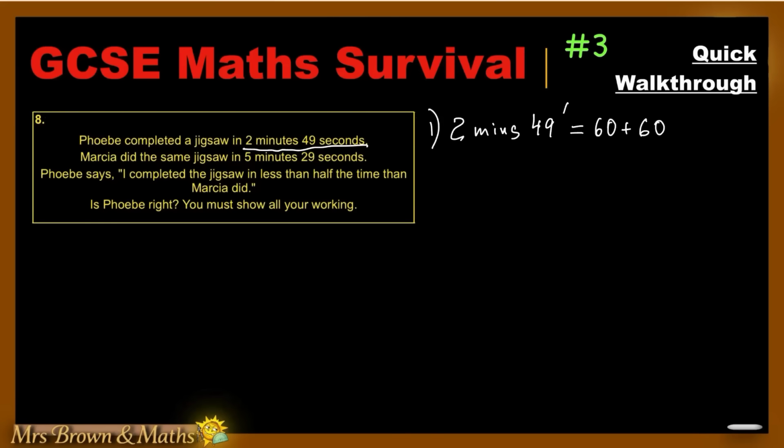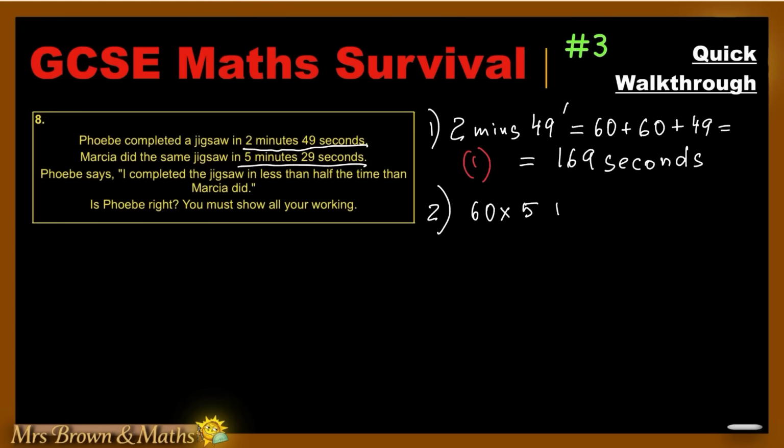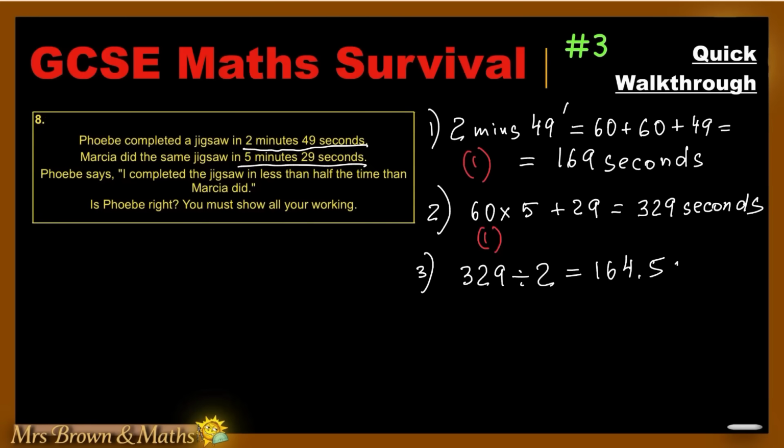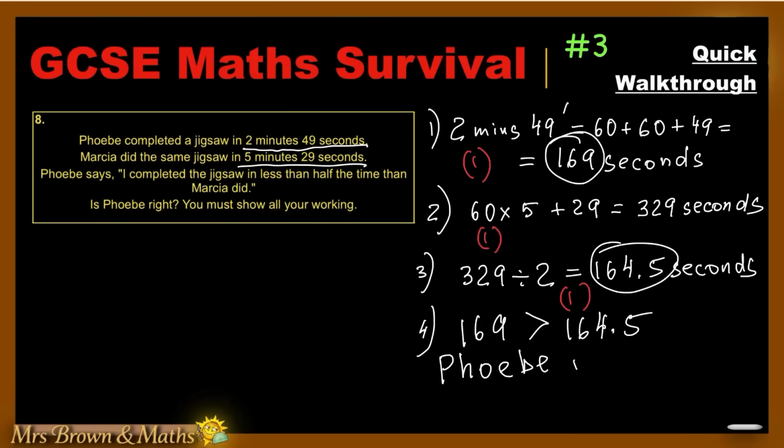Question 8. Phoebe takes 2 minutes 49 seconds. You need to convert it into seconds. So 1 minute is 60 seconds. So it takes 169 seconds. Masha takes 5 minutes 29 seconds, which is, work it out, 329 seconds. Half of 329, if you divide by 2, is 164.5 seconds. Phoebe took 169 seconds, which is more than half. So Phoebe is not right.